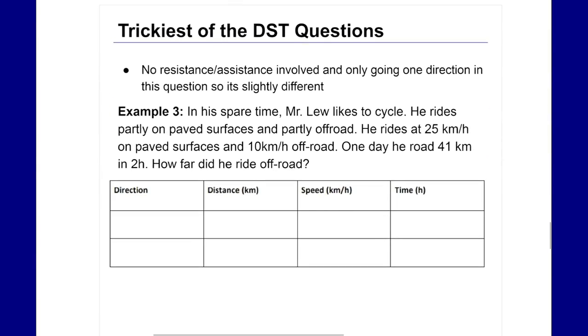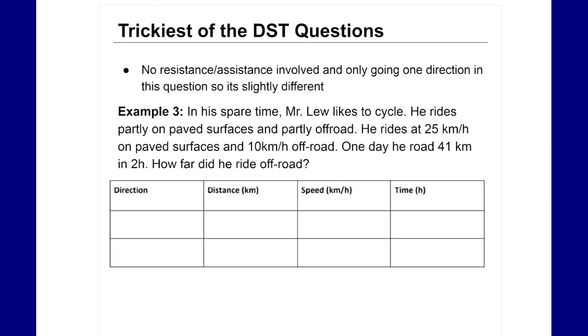Our last example is going to be one of the trickiest, and this is because there is no resistance involved. There's nothing working against what we're dealing with, right? In the other ones, there was something working against it. Here, not so much. In his spare time, Mr. Liu likes to cycle. He rides partly on paved surfaces and partly off-road. He rides at 25 kilometers per hour on paved surfaces and 10 kilometers per hour off-road. One day he rode 41 kilometers in 2 hours. Then how far did he ride off-road?